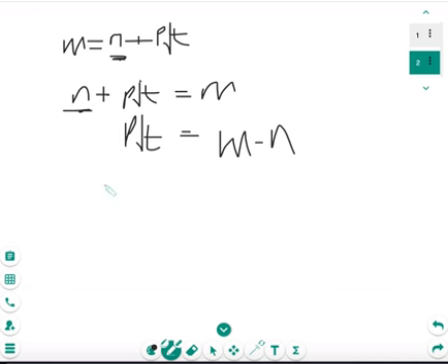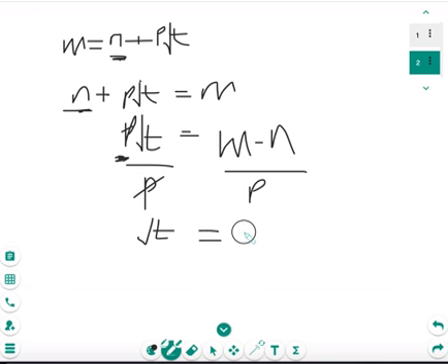And you need to get rid of the p as well. So you do what? You divide both sides by p. So you divide this side by p, you divide this side by p. And so you get rid of these two here. And so you get root of t is equal to m minus n over p.